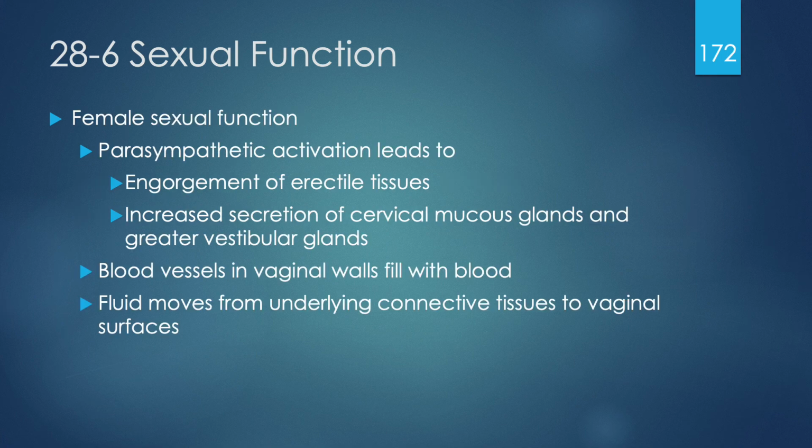In female sexual function, parasympathetic activation will lead to engorgement of the erectile tissues, just like in male sexual function, and increased secretion of cervical mucus glands and the greater vestibular glands. In female sexual function, the vaginal walls will have their blood vessels fill with blood, and fluid will move from the connective tissues to the vaginal surfaces, and this provides lubrication.